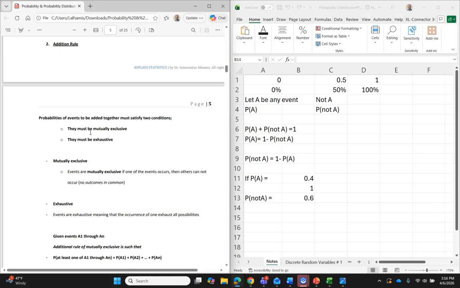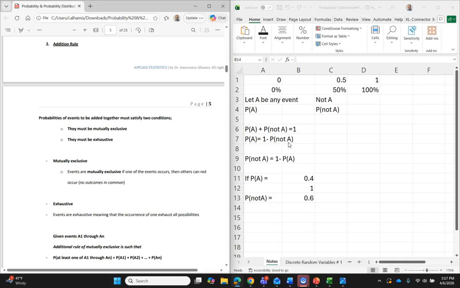When we talk of mutually exclusive, it means if one of the events occurs, then the other cannot occur. So we cannot have two outcomes in common. If we do, then we cannot add. That is what we call mutually exclusive. When one event occurs, then the other cannot occur. For instance, we are talking of having rain as our event.